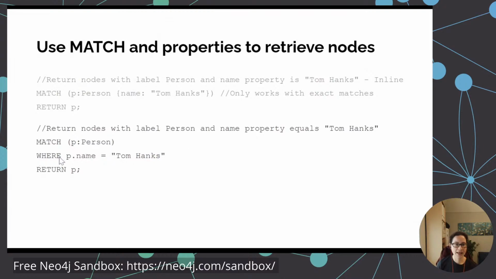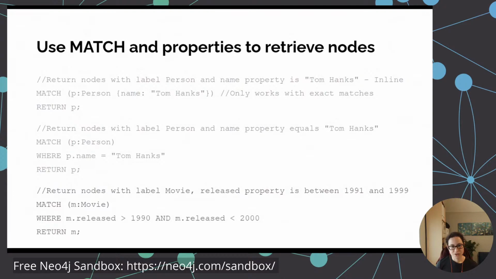So here I'm saying where p.name. So if I want to access the property of a node or relationship, I use the variable that I'm referring to, and I do dot name. So we know we've got a property on there, property with the key of name. So I do dot name equals Tom Hanks returns p. So this is the equivalent query to the one above.